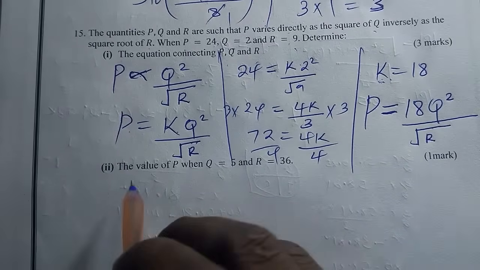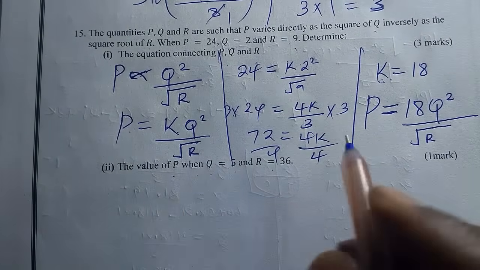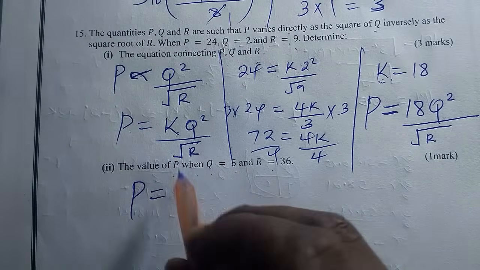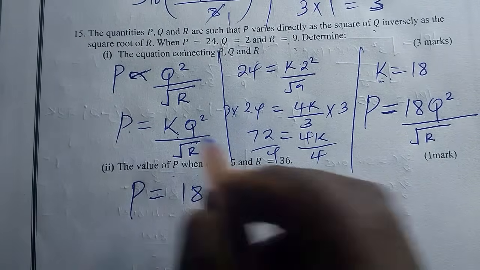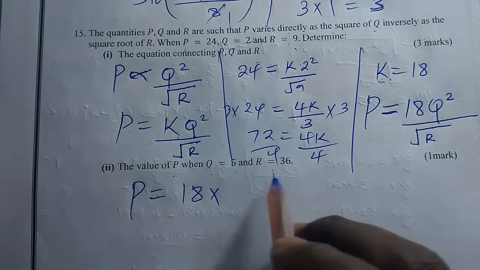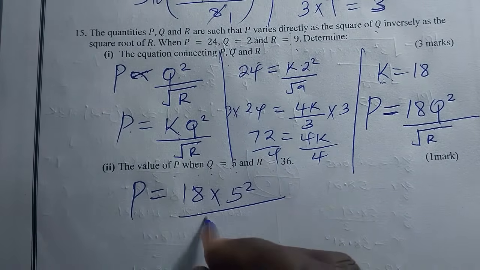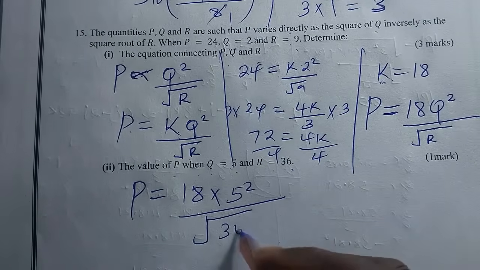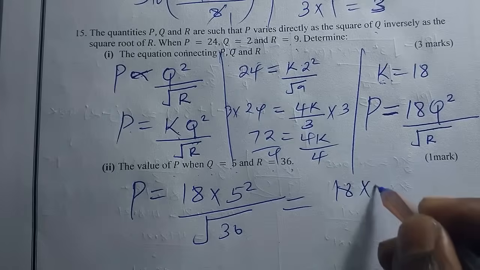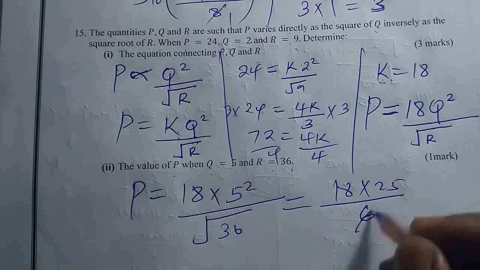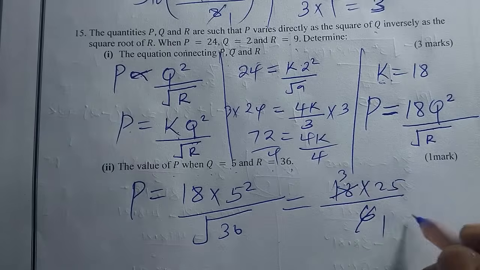Find P when Q is this. So P is equal to K, which is 18, times Q squared. Our Q here is 5, that is 5 squared, over the square root of 36. That is 18 times 25 divided by 6. 6 into 18 here is 3, and that is 75.